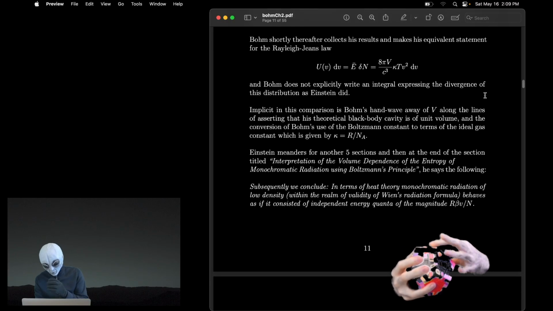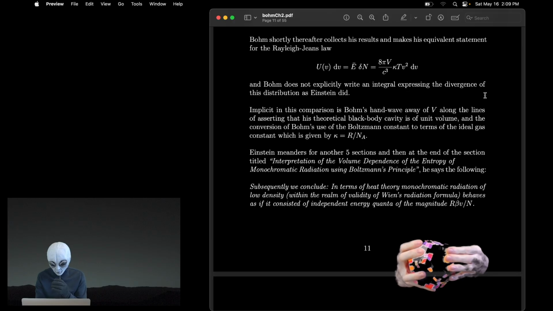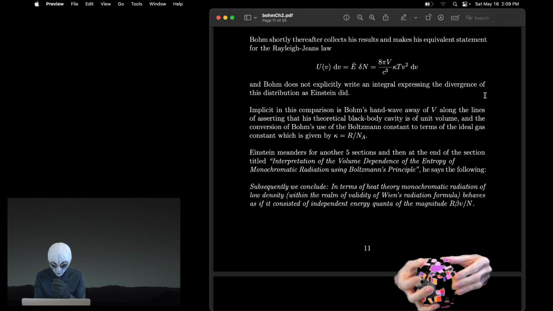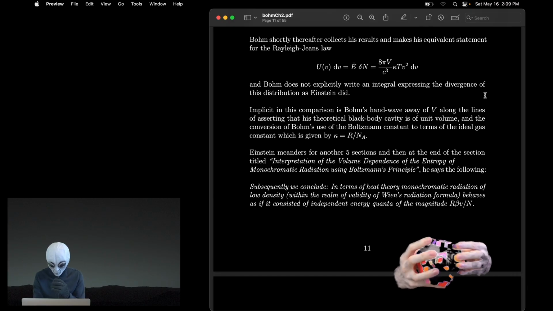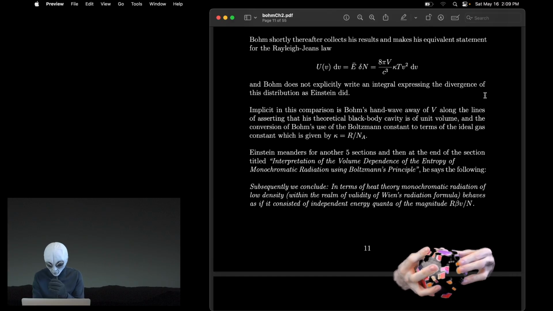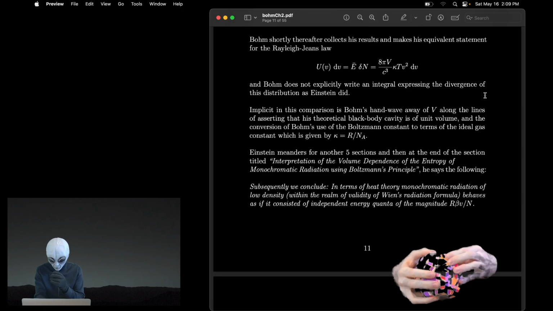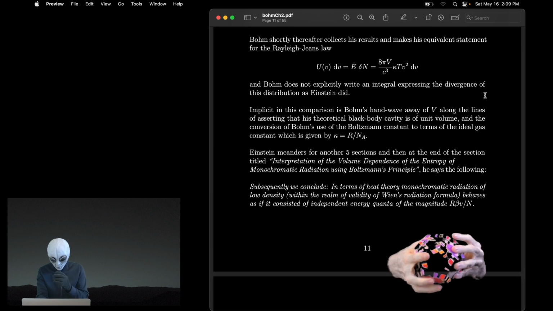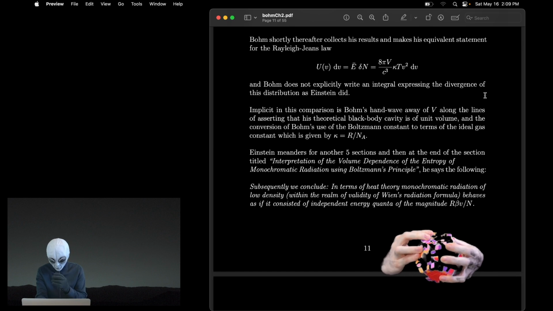Bohm shortly thereafter collects his results and makes his equivalent statement for the Rayleigh-Jeans law, namely capital U of lowercase v d lowercase v equals capital E over bar then times delta capital N equals 8 pi capital V over lowercase c cubed, then times kappa times capital T, then times lowercase v squared d lowercase v. And Bohm does not explicitly write an integral expressing the divergence of this distribution as Einstein did.